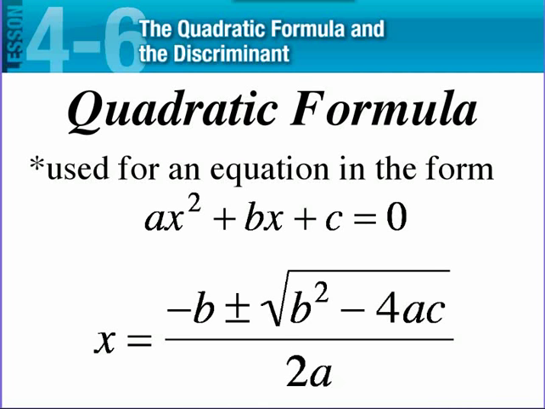Okay, and so if you look, the biggest thing you need to make sure of is that you're in standard form of a quadratic. It has to be ax squared plus bx plus c equals 0. You plug it into this formula: x equals negative b plus or minus the square root of b squared minus 4ac, all over 2a.